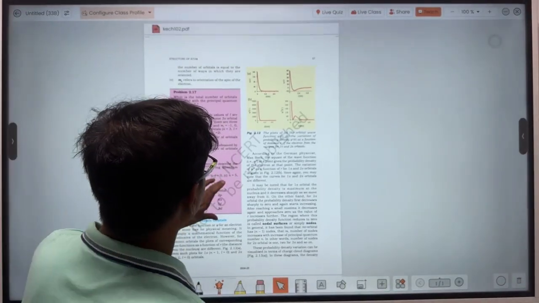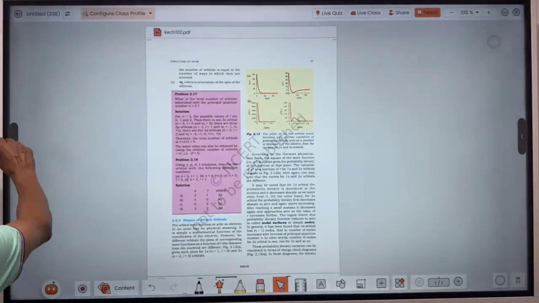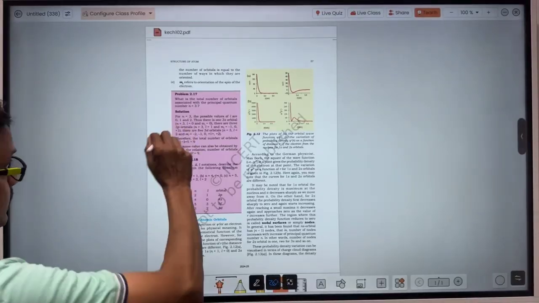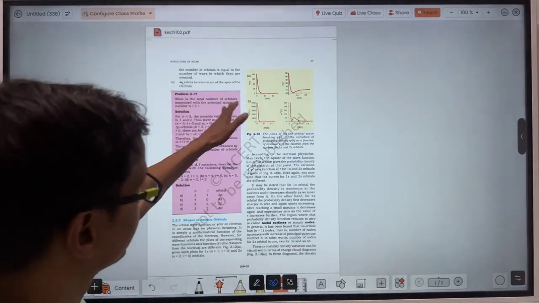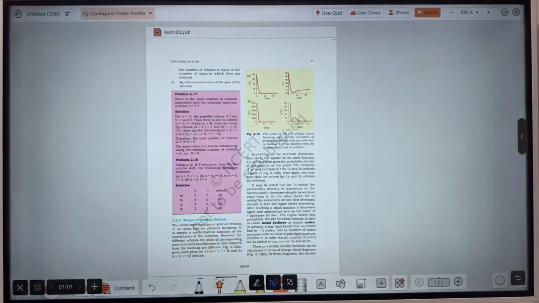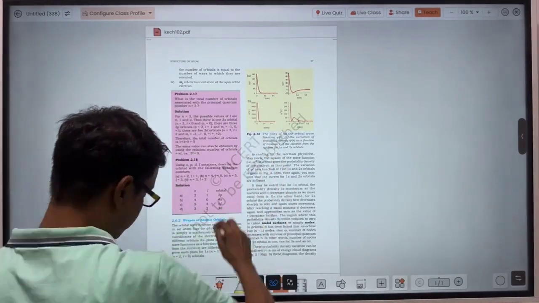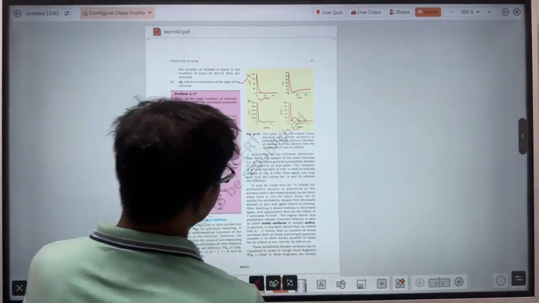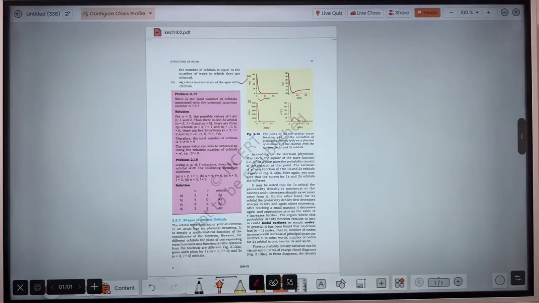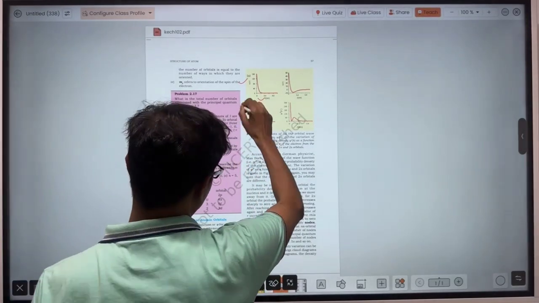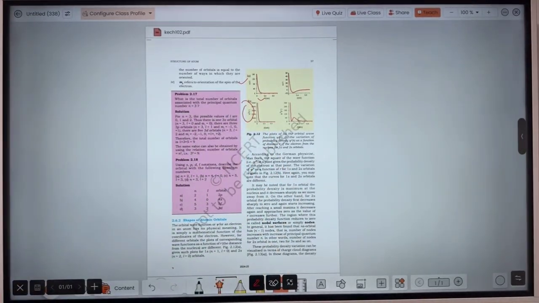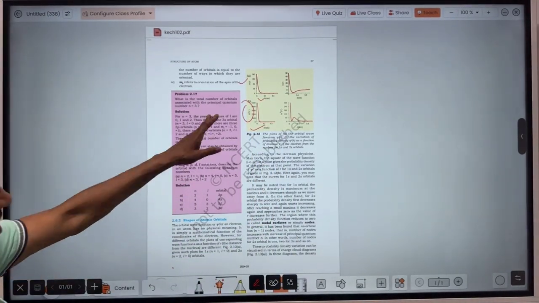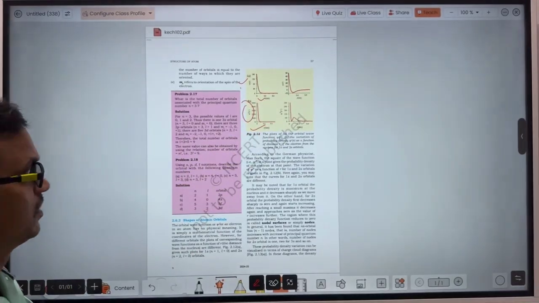This is the graph of the probability of finding the electron with respect to the distance from the nucleus. That is for the 1s orbital and for the 2s orbital. This one is the graph of psi with respect to distance from the nucleus, and this is the probability density, probability density versus distance from the nucleus. This graph is for the 1s orbital and this one is for the 2s orbital.